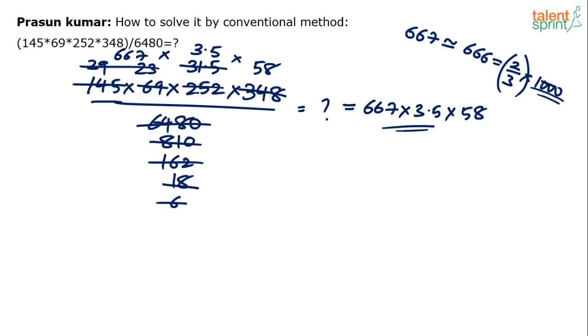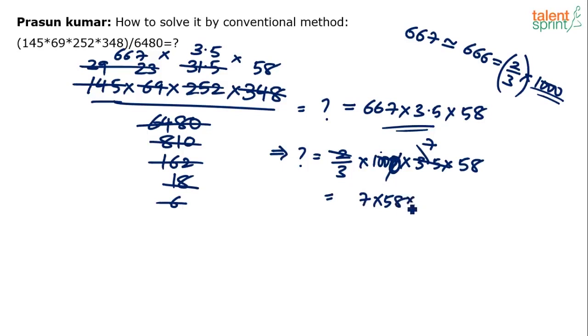Yeah? Let me do an approximate calculation, see what happens. So I'm taking 667 as approximately 2 by 3 into 1000. So 2 by 3 into 1000 into 3.5 into 58. So maybe this is 35 and this becomes 100. 35 into 2 is 70. 70 into 58. Or further you can say, better you take it as 7. Instead of doing this, you can cancel 2 with 3.5 as 7. This 1000 remains 1000. So finally 7 into 58 into 1000 divided by 3.